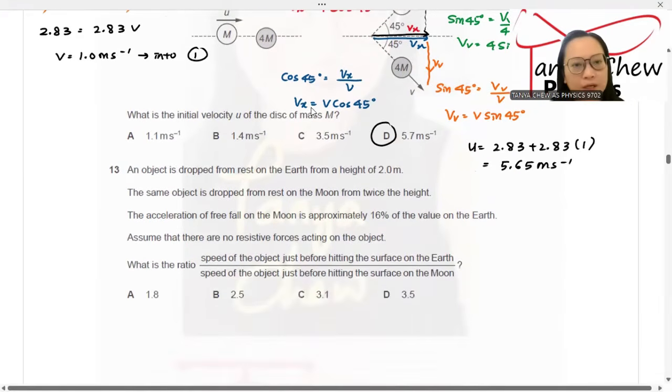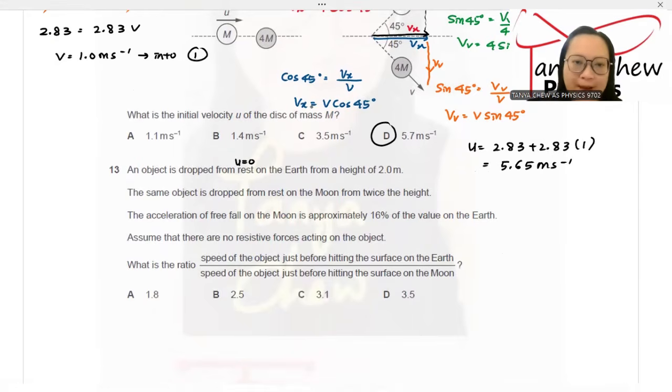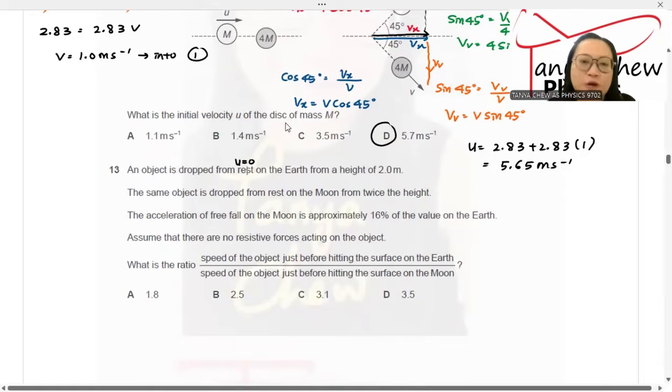Now, number 13. An object is dropped from rest on the earth, so I put U equals 0 first, from a height of 2 meters. The same object is dropped from rest on the moon from twice the height. The acceleration of free fall on the moon is approximately 60% of the value on the Earth. Assume that there are no resistive forces acting on the object. What is the ratio of the speed of the object just before hitting the surface of the Earth to the speed of the object just before hitting the surface on the moon?